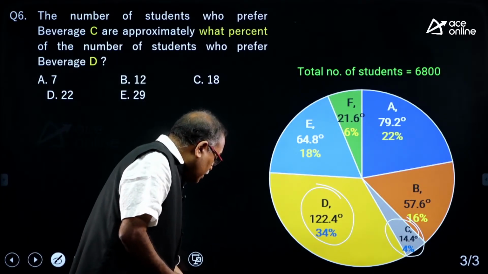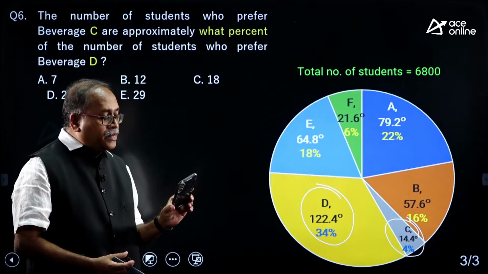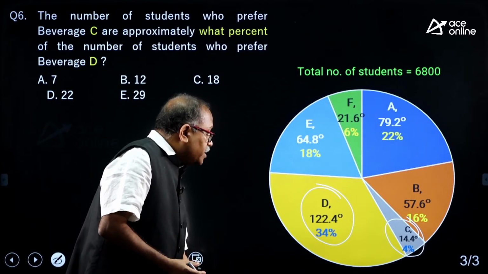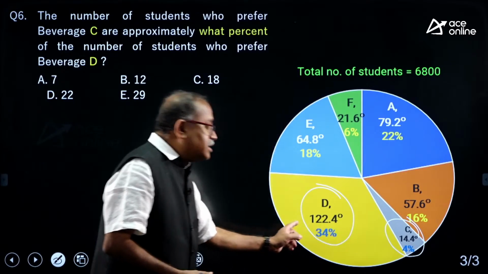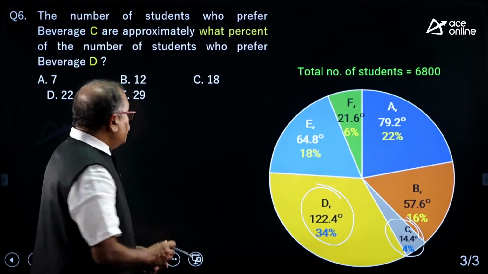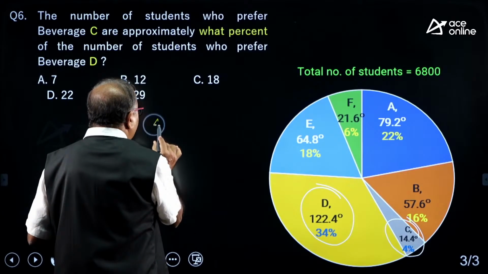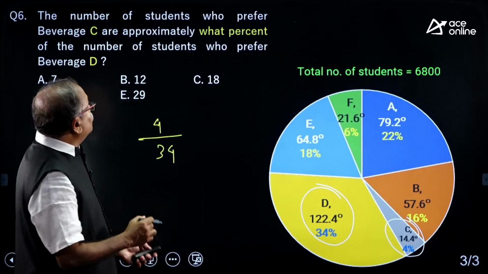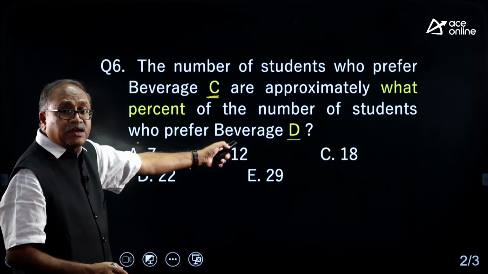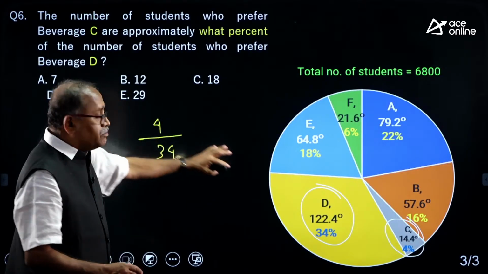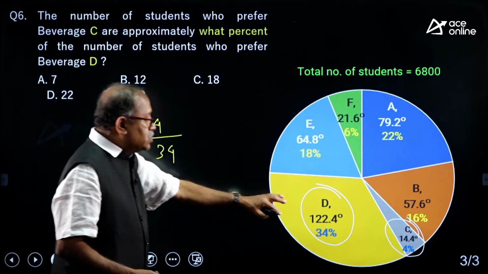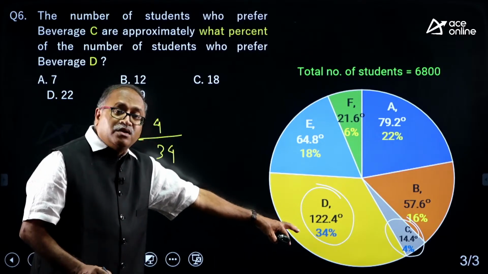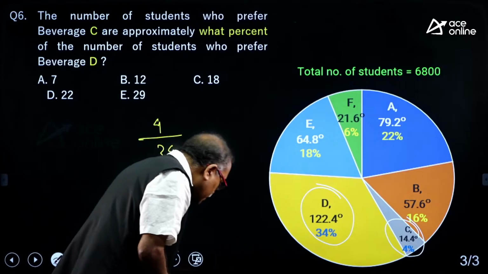Shall I wait for a few seconds? Some of you will probably be able to answer the question. Simply, what I need to find out is: 4% is what percentage of 34%? We have already seen the question that was asked in the previous slide, right my dear friends. Now I brought the relevant figure here. So, C is what percentage of D? That means 4 is what percentage of 34. Can anyone answer the question?